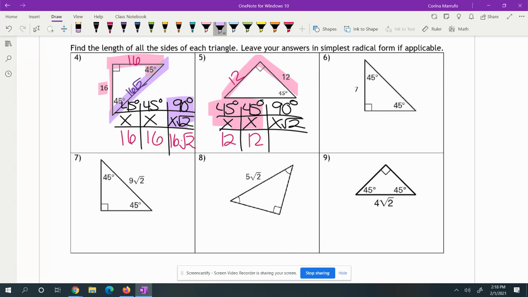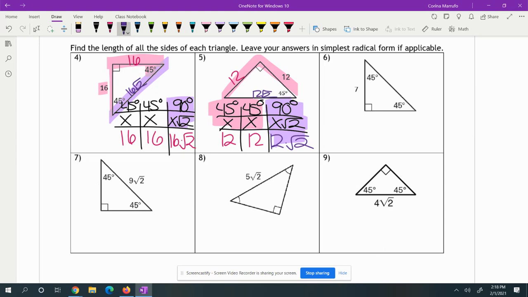And then my third side is my hypotenuse, which is my longest side. So to get that one, we're gonna take 12 and multiply it times the square root of 2. And that's it. That's my missing side, 12 square root of 2.